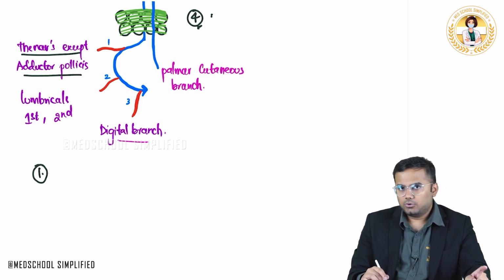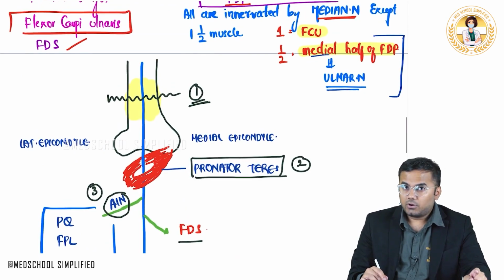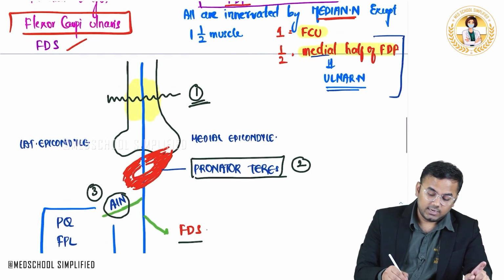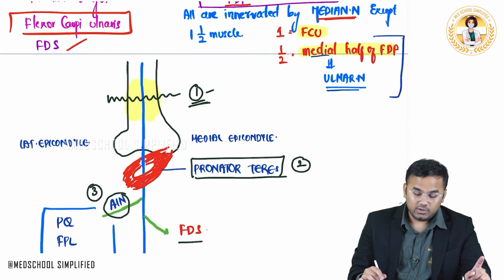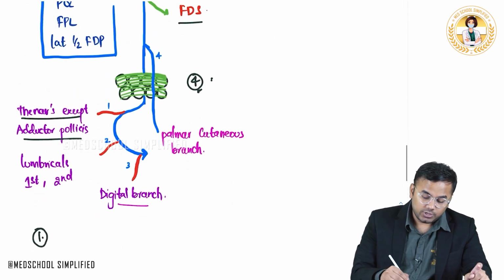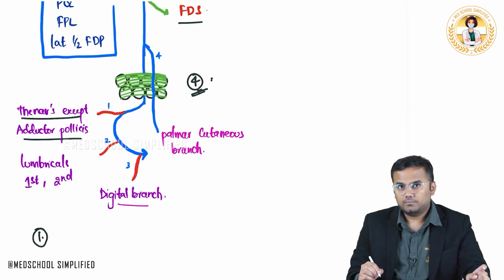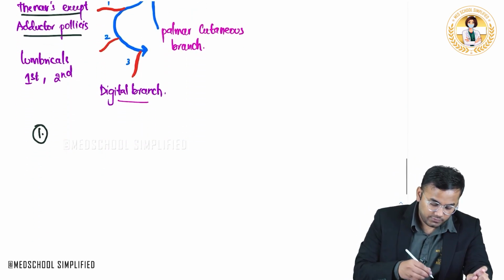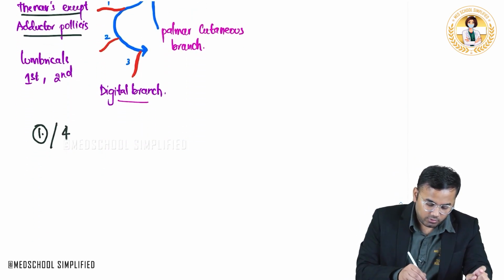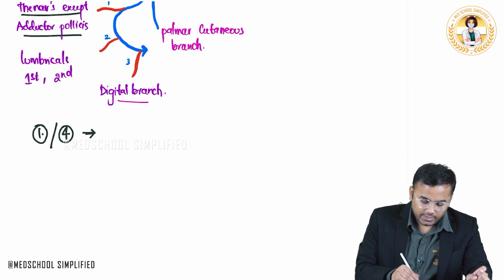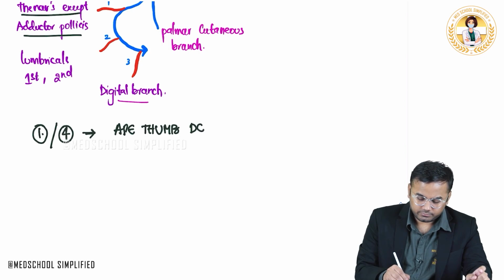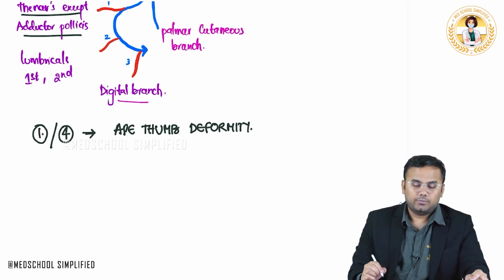So one thing you need to be clear is that ape thumb deformity will happen even if there is an injury at the level of point 1, or even if there is an injury at the level of point 4. Yes or no? So even at the level of 1 or even at the level of 4, you will have ape thumb deformity.